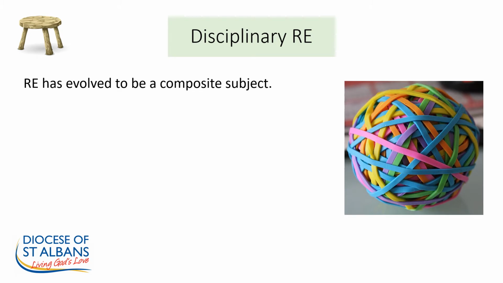And this is kind of reflected in other subjects as well, such as science. There's lots of different aspects such as biology, chemistry and physics. In geography, that can be split into physical geography and human geography.